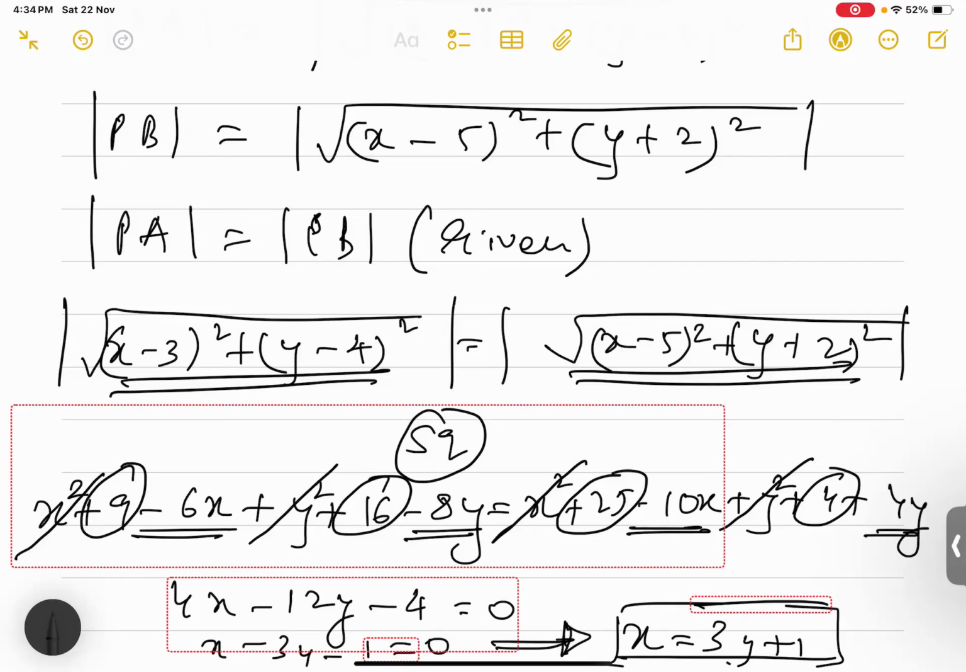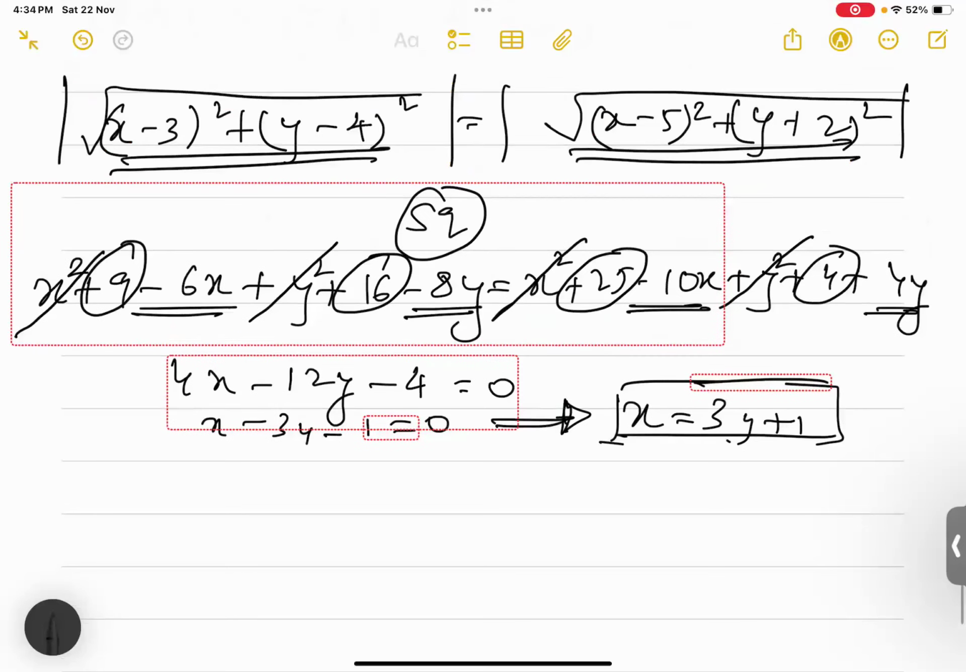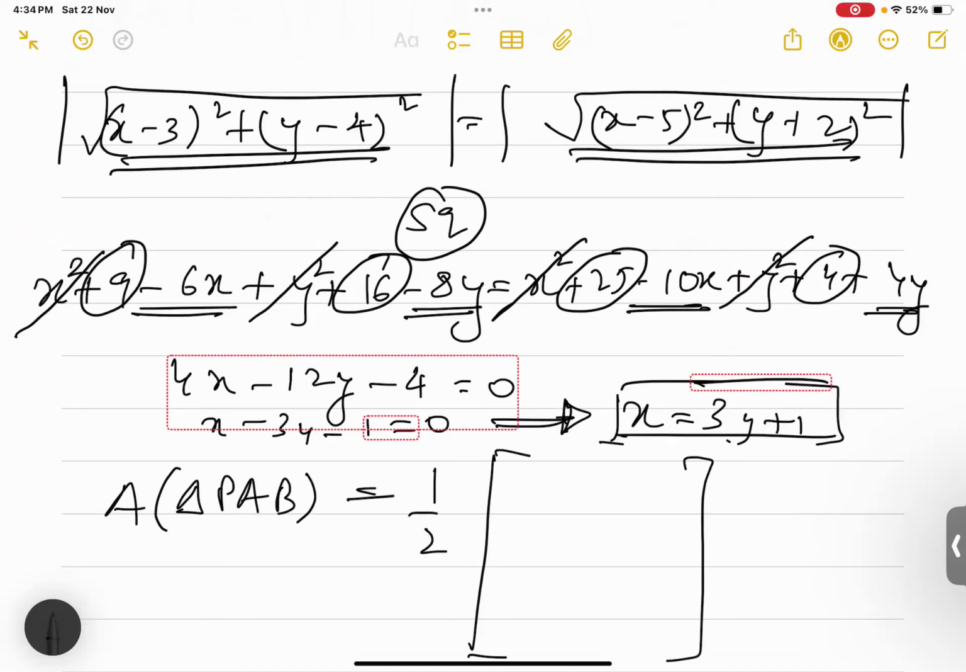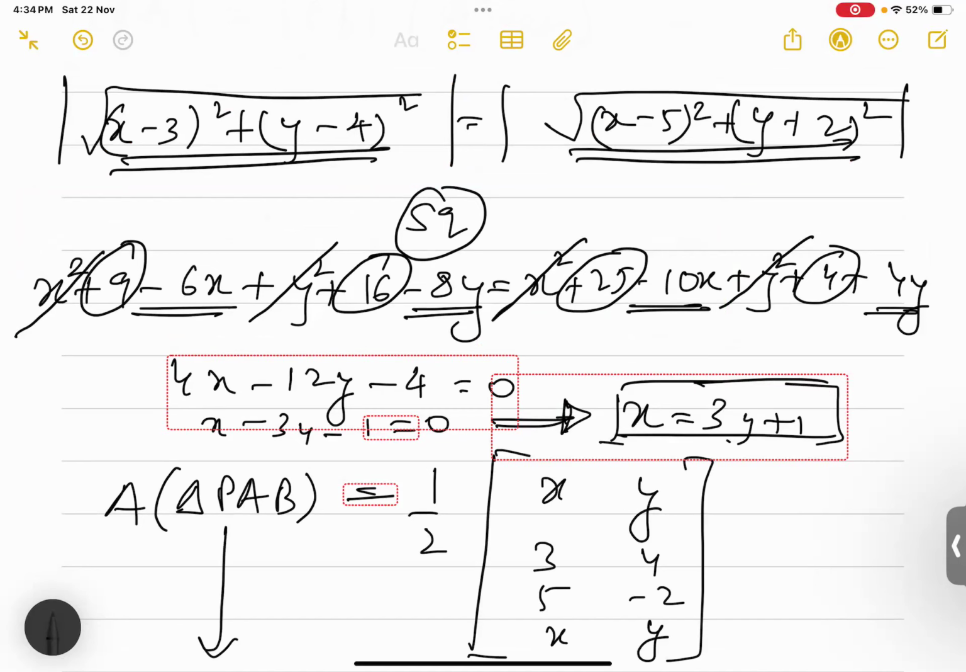Now, the area of triangle PAB is equal to 10. But then we'll calculate like this. P is (x, y), A is (3, 4), B is (5, -2), and then again P is (x, y). Now this thing they have given as 10.